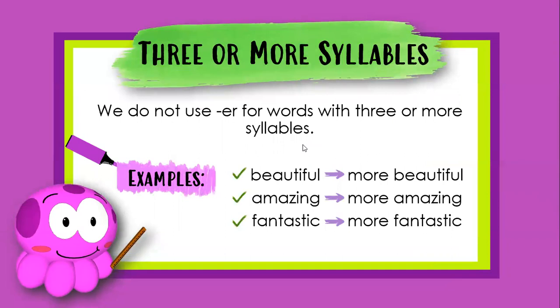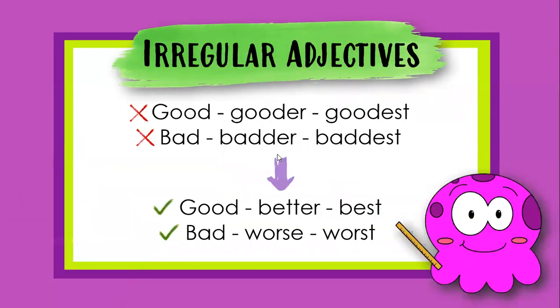Now, whenever we have three or more syllables in the adjective, we're not going to add an ER. And even some words with two syllables, we're going to need to use the word more. So when we have three or more syllables, we are going to use the word more and then the adjective. For example, beautiful becomes more beautiful. Amazing becomes more amazing. Fantastic becomes more fantastic. Why? Because these are longer words with three or more syllables.